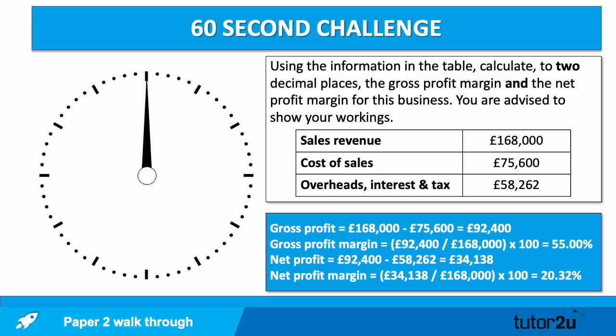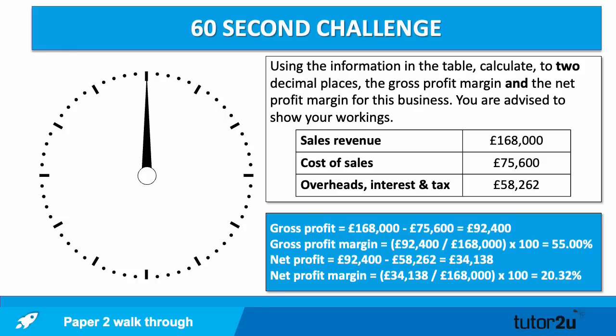Now in terms of the net profit margin, we again haven't been given net profit, so there are 2 ways to work out net profit. We can take the cost of sales, the overheads, the interest and the tax away from sales revenue to give us our net profit, or we can just take away overheads, interest and tax from the gross profit that we've already calculated. So it doesn't matter which way you go, it will give us the same figure.